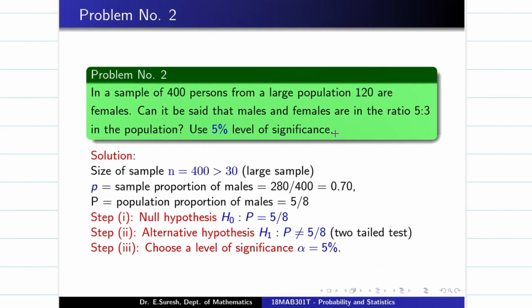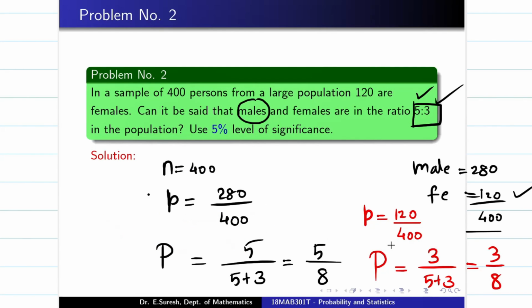That's it, guys. Now you see capital P and small p we can find out. My H naught is going to say the female and male proportions are the same, so capital P is going to be 5 by 8. H1 will say capital P is not equal to 5 by 8. That's what we are going to see, whether they are equal or unequal.